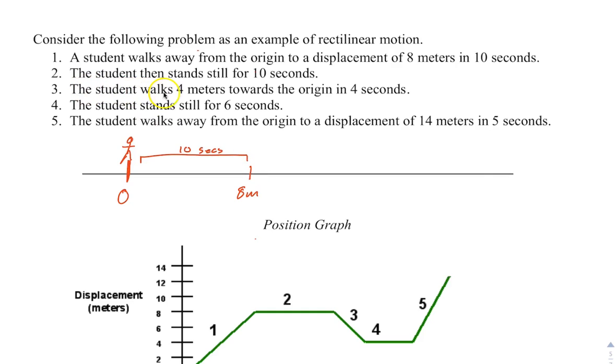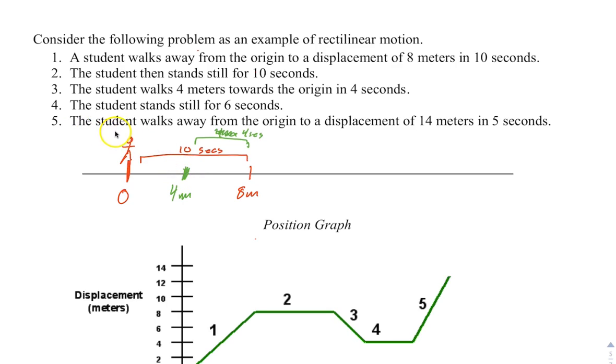The student walks 4 meters toward the origin in about 4 seconds. So we walk back toward the origin. So we're going to walk 4 meters this way. If we walk 4 meters back, we're probably going to be at 4 meters. And that took us 4 seconds. I probably should have written that here instead. Then the student stands still for 6 seconds. So now we're just standing here for 6 seconds.